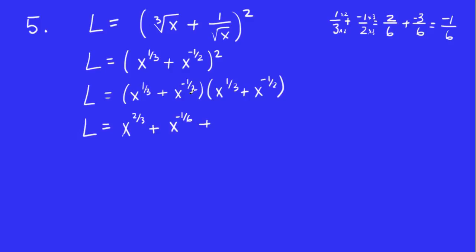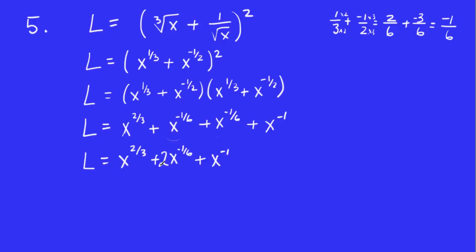Plus, again, we have x to the power of negative half plus 1/3, which we've just seen here is negative 1 over 6. And finally, negative 1/2 plus negative 1/2 is negative 2 over 2, which is x to the negative 1. These two terms are common here, right? Why don't we combine them? So x to the 2/3 plus 2x to the minus 1 over 6 plus x to the minus 1.